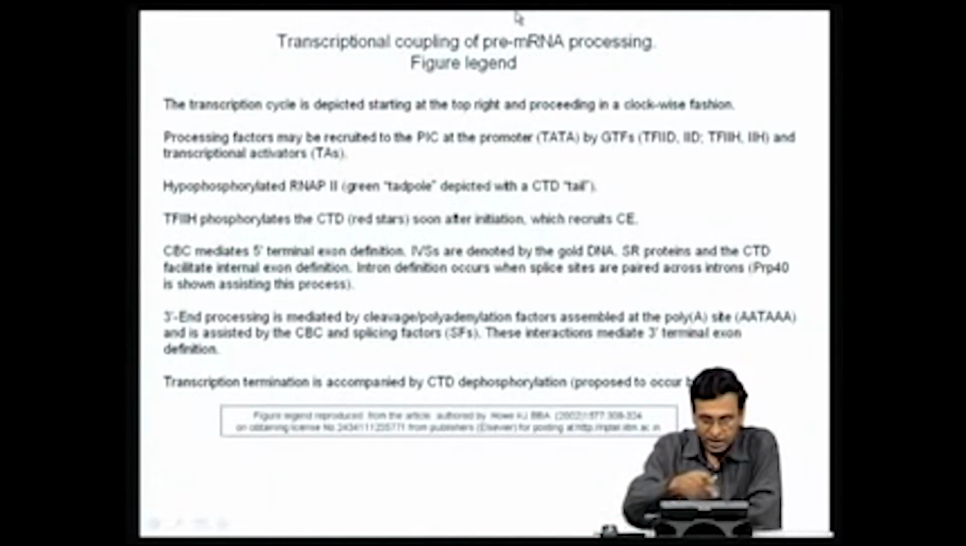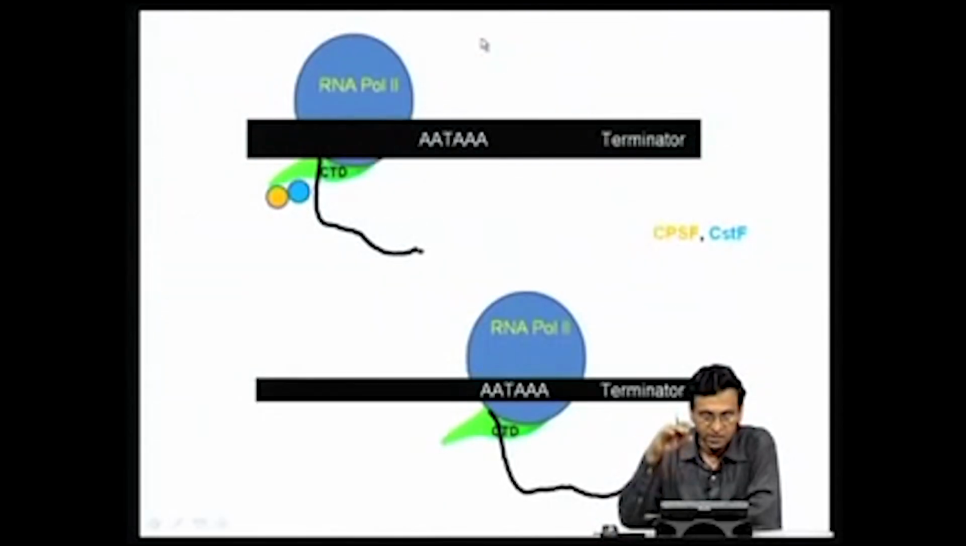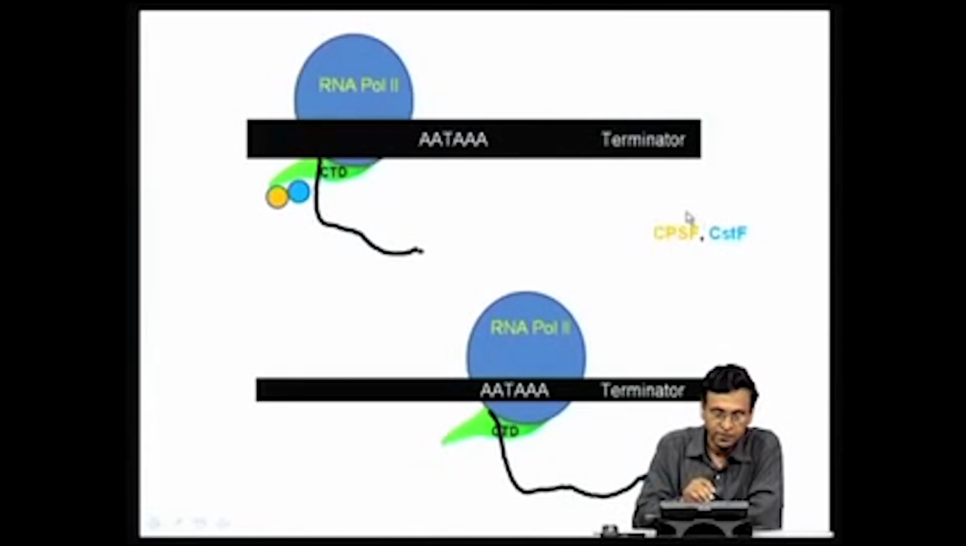So, this is just the legend for the previous figure. You can just go through this. This is just the crux of what I told you: two of the proteins involved in polyadenylation, namely CPSF and CstF, hop on to the carboxy-terminal domain of the RNA polymerase II and remain associated with the carboxy-terminal domain throughout the transcription process.